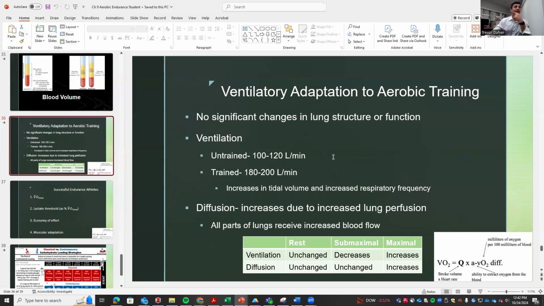The main difference being is that you can ventilate more. So your diaphragm is more efficient. Your lungs are more efficient at breathing. So you take longer breaths, larger breaths, and therefore you can see a greater amount of ventilation. But realistically, the lungs themselves are not changing a lot, just your ventilation and your breathing rate are changing.